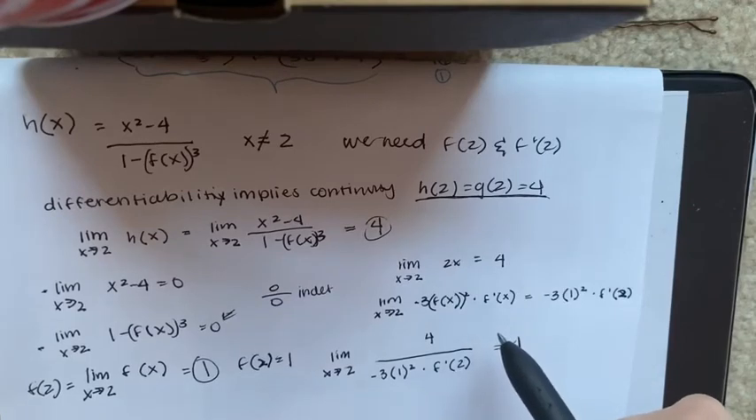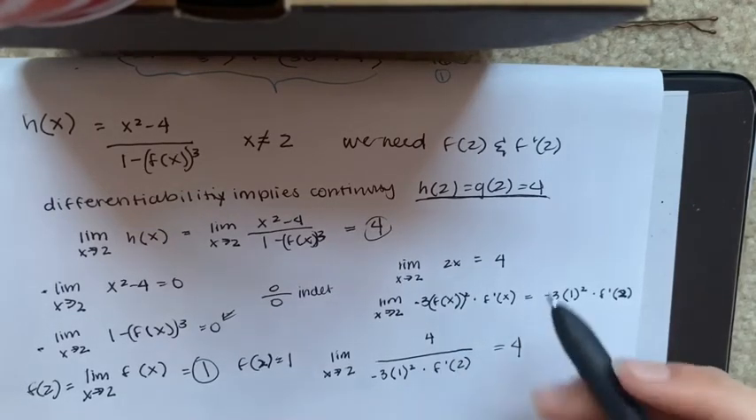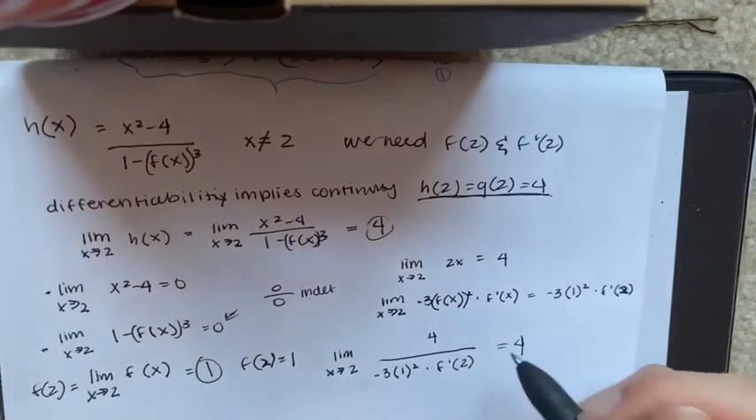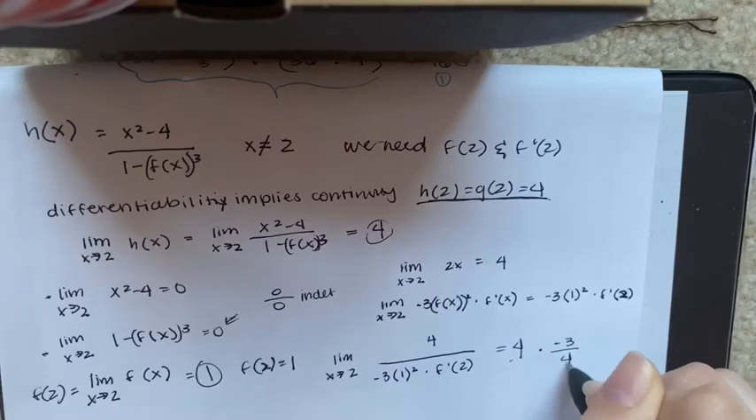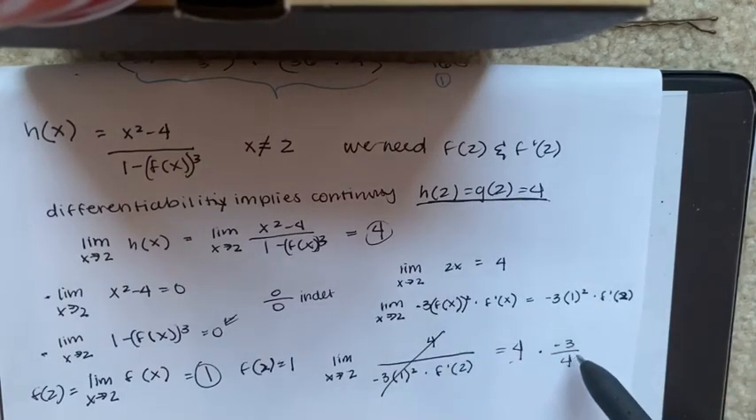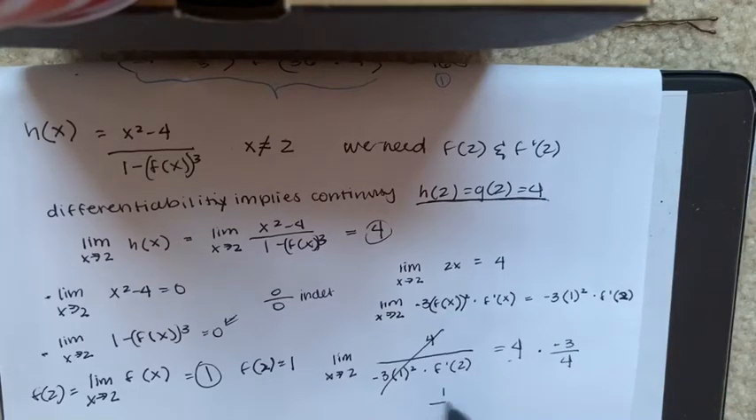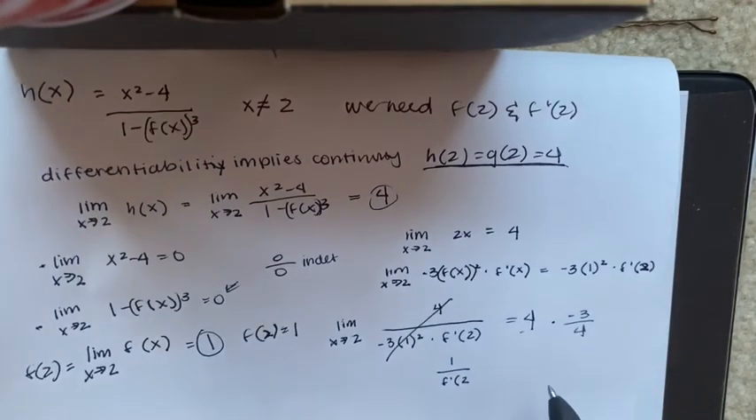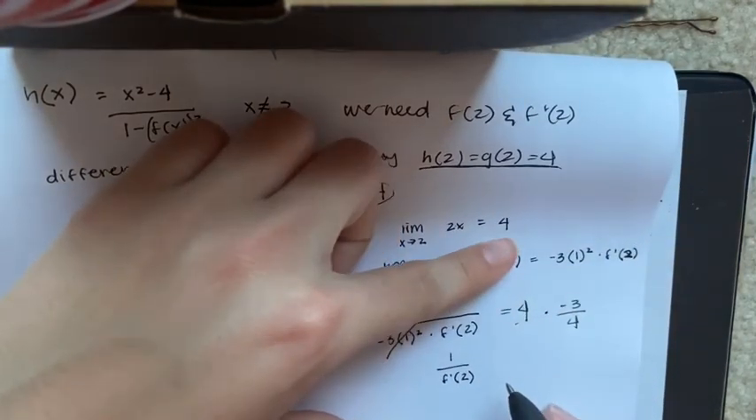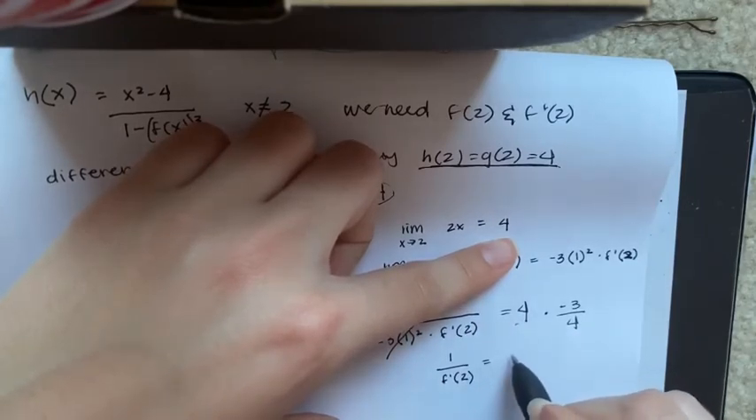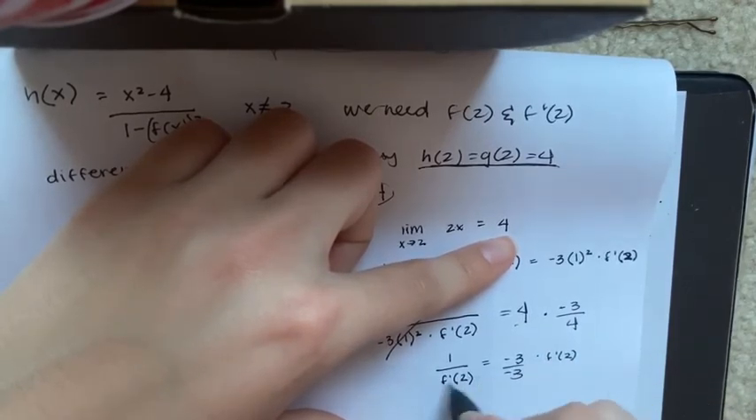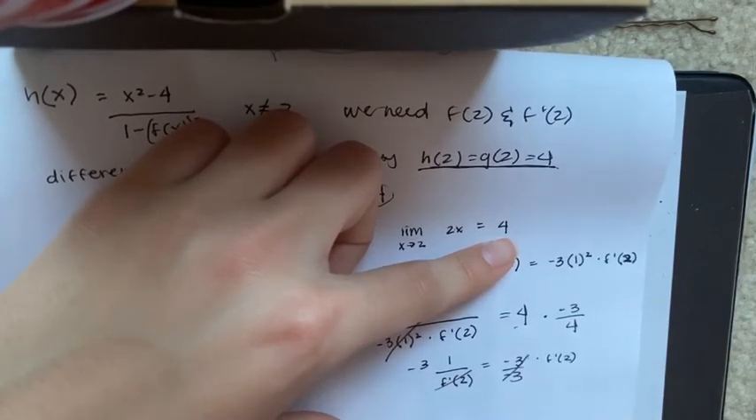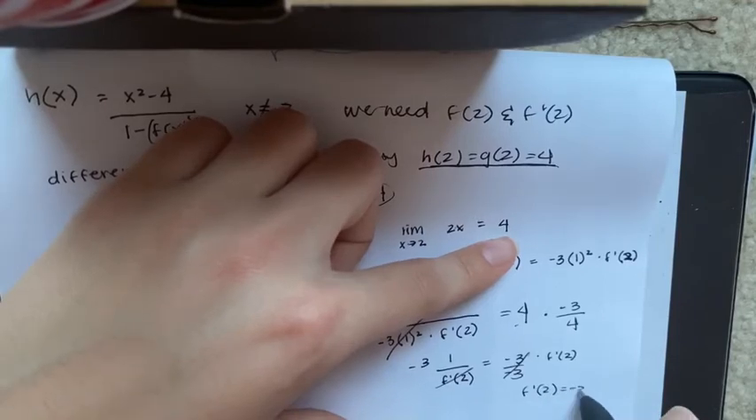Alright, and now we're going to solve for f prime of 2. Here we're going to multiply by negative 3 over 4 to cancel this out right here, and that is going to give us a negative 3. So 1 over f prime of 2 equals negative 3. So if we multiply by this f prime of 2 and divide by this negative 3, so it cancels this out, negative 3 times 1. So f prime of 2 equals negative 3.